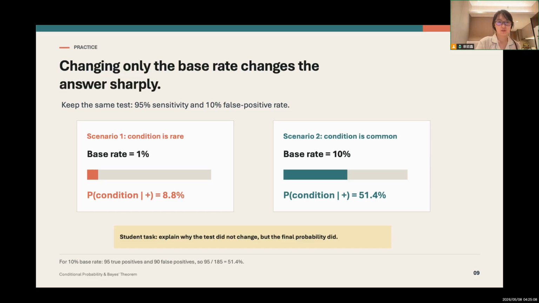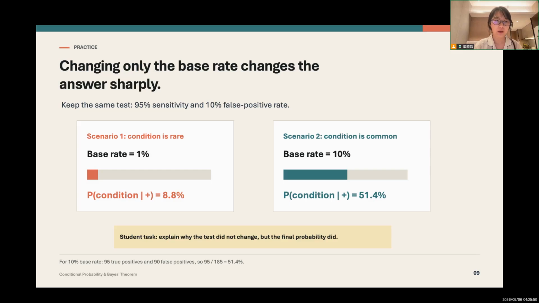And in scenario 2, suppose the condition is more common, 10%. Out of 1,000 people, 100 have the condition and 900 do not. From the 100 people with the condition, 95 test positive. From the 900 people without the condition, 10% test positive. So 90 people are false positives. Now the positive group has 95 true positives and 90 false positives, for a total of 185 positives.